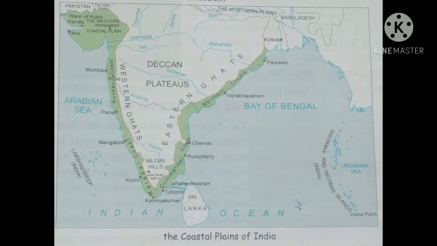The plain along the western coast is called the Western Coastal Plain. The plain along the eastern coast is called the Eastern Coastal Plain. Both plains meet at Kanyakumari, which is the southernmost tip of the Indian mainland.